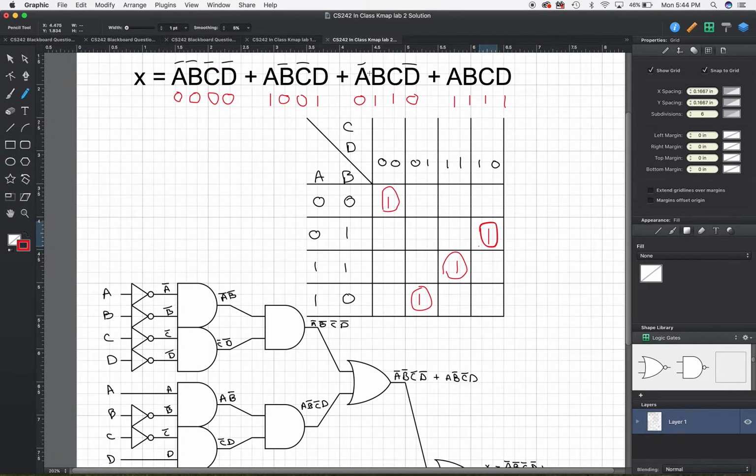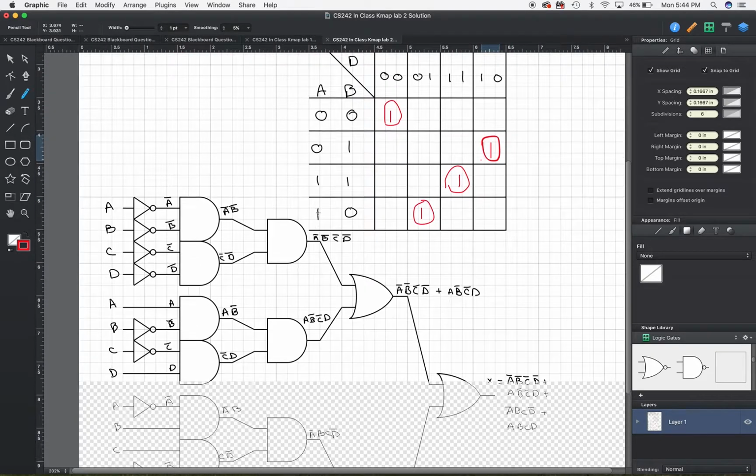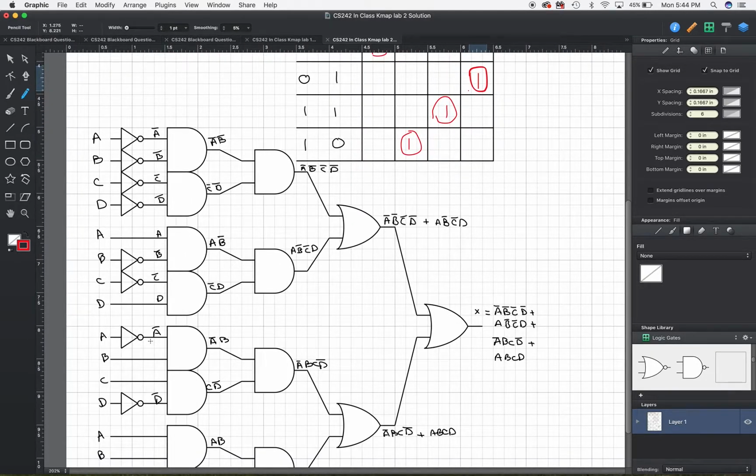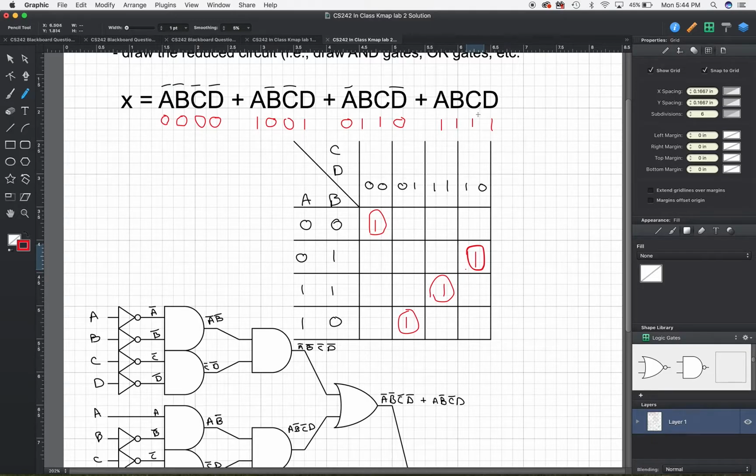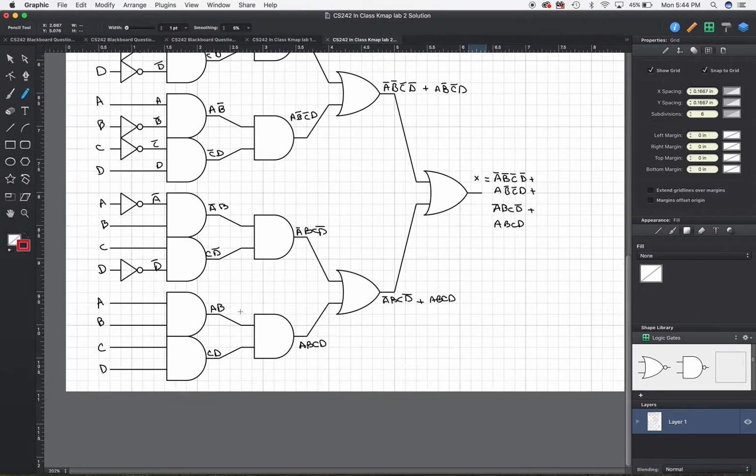How about this guy over here, A naught, B, C, D naught? Okay, so A naught, B, C, D naught. Put those through an AND gate, I get this. Put those through an AND gate, I get this. Put these two through an AND gate, and I get A naught, B, C, D naught. And then finally, for our last term, it's A, B, C, D, so we don't have any inverters here. A, B, C, D are going directly into this AND gate. C and D is going through this AND gate, and then these two are going through this AND gate, so I end up with A, B, C, D.